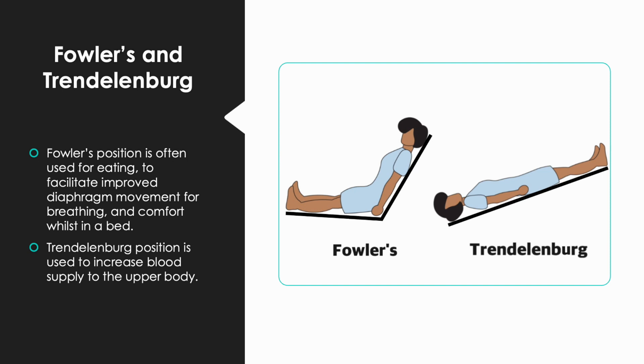And then Trendelenburg position is used to increase blood supply to the upper body. So we invert somebody, head down, feet up, to get the blood to rush back up towards the head.